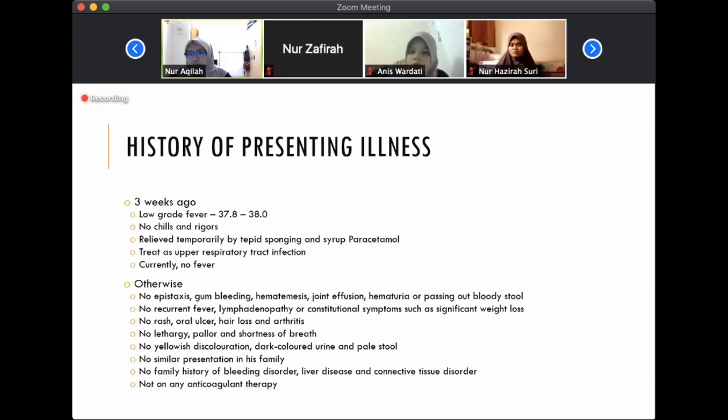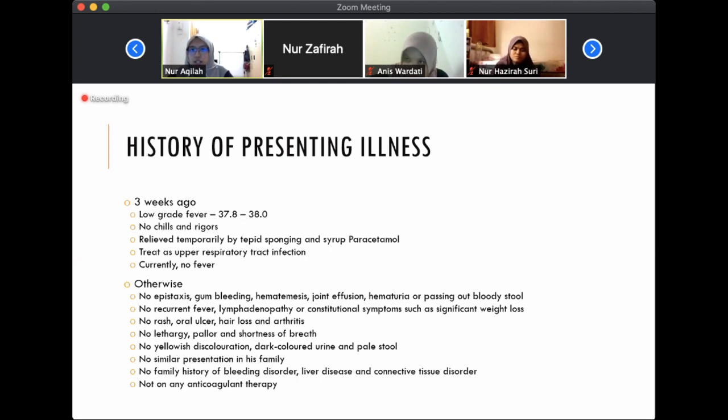Otherwise, there is no history of epistaxis, gum bleeding, hematemesis, joint swelling, hematuria, or passing out bloody stool. He also did not complain of recurrent fever, lymphadenopathy, or constitutional symptoms such as significant weight loss. No malar rash or ulcer, hair loss, or joint pain. No signs or symptoms of anemia such as lethargy, pallor, and shortness of breath. The mother also didn't notice any yellowish discoloration, dark urine, or pale stool.